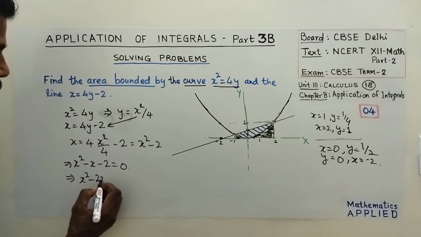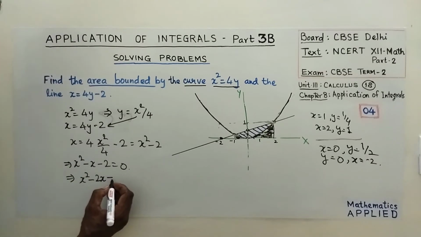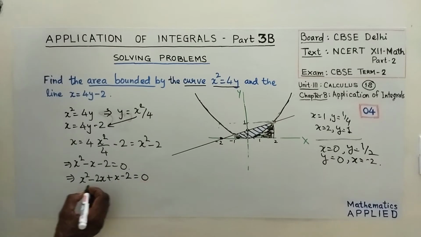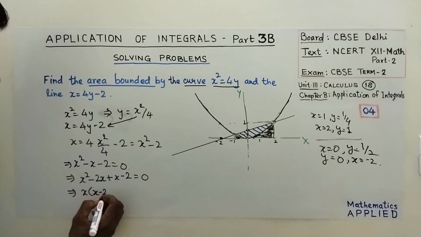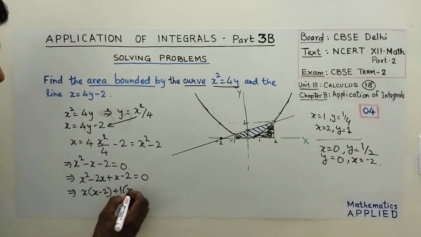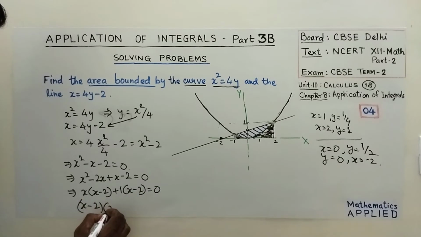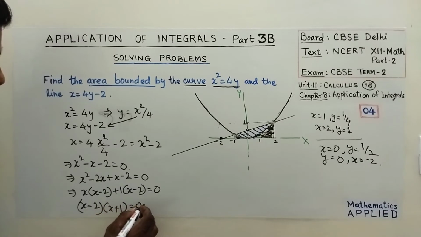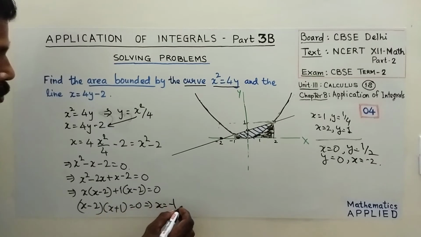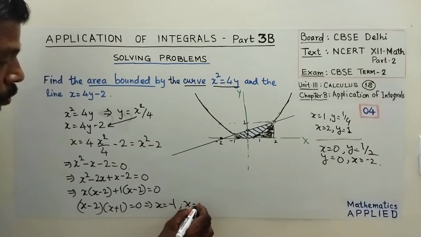So I write minus 2x, splitting the middle term that I am using. So x squared minus 2x plus x minus 2 equal to 0. I am solving this equation by splitting the middle term, that is the factorizing method. So x into x minus 2 plus 1 into x minus 2 gives me x minus 2 and x plus 1 equal to 0, which implies that x is equal to minus 1 and x is equal to 2.